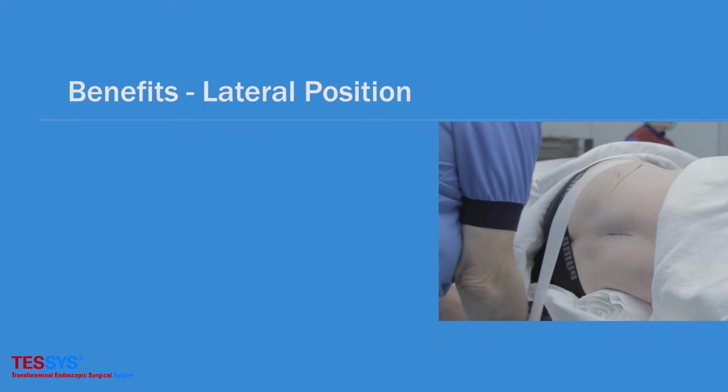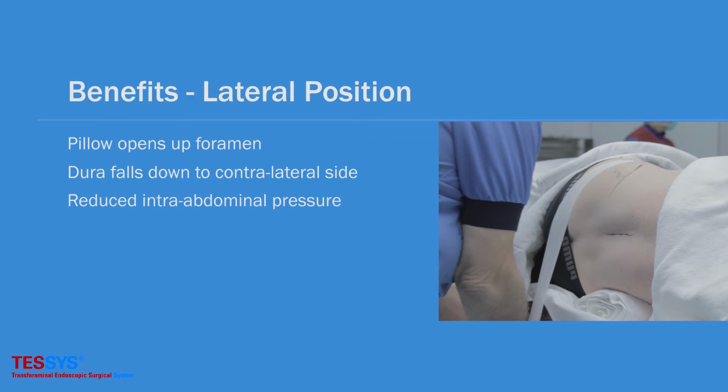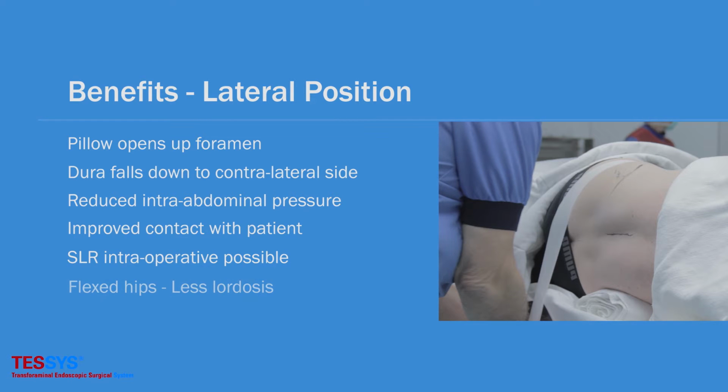The benefits of the lateral position in analgo sedation: The pillow opens up the foramen. The dura falls down to the contralateral side. Reduced intra-abdominal pressure means less bleeding, especially in obese patients. The anesthesiologist has better contact with the patient. The straight leg raising test is possible intraoperatively. With flexed hips, one gets less lordosis. And last but not least, the lateral position is more comfortable for the patient.